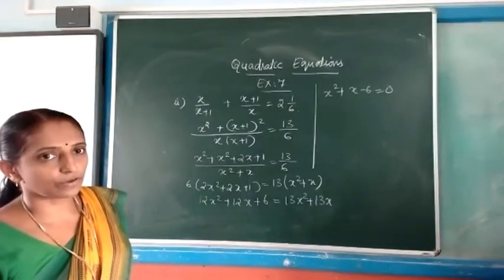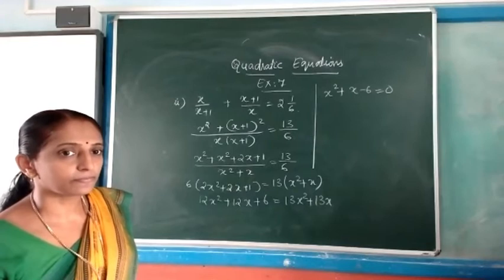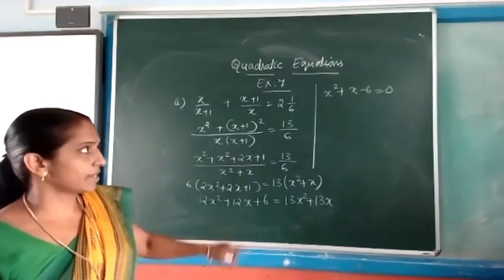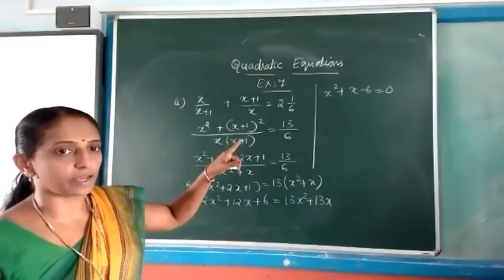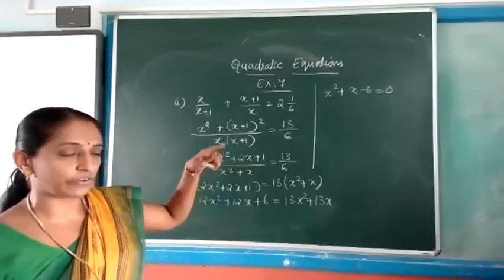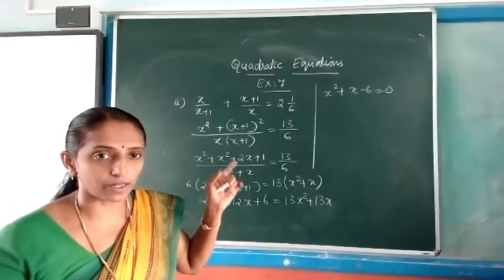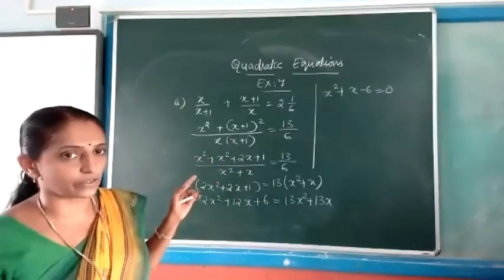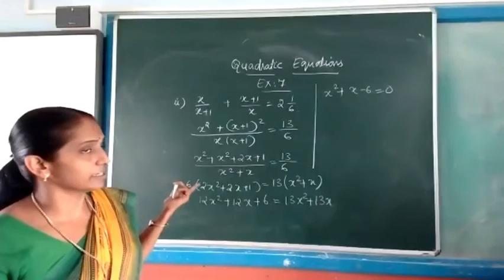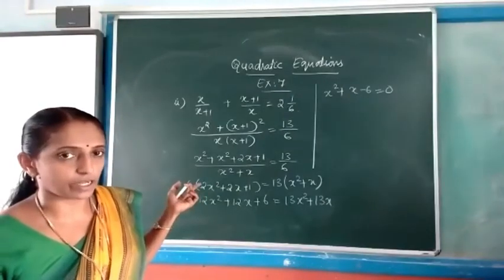So, have you completed the question? You are getting two numbers, plus 3 and minus 2. Then you will factorize. Finally, you are getting the values x equal to minus 3 or x equal to 2. The final answer. So these are the terms related to quadratic equations.